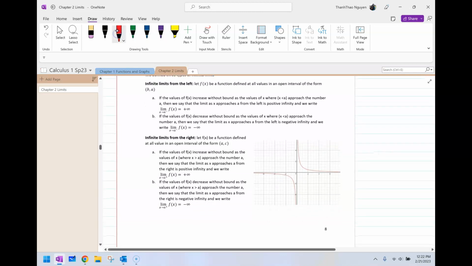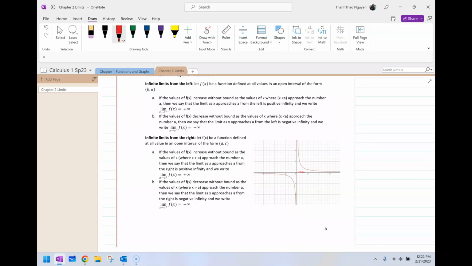So you can look at this then. So let's say as x approaches 0 from the left, the function itself here approaches negative infinity. Now as x approaches 0 from the right, the function f of x approaches positive infinity. Okay. And we see that.